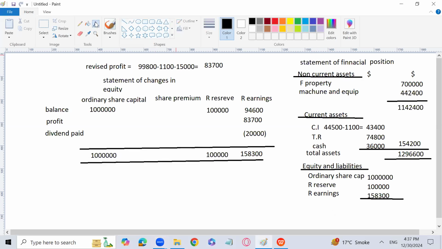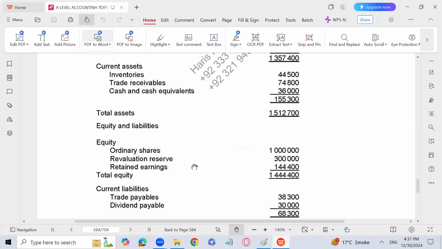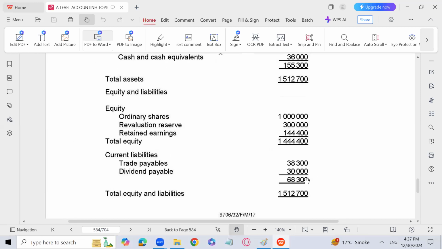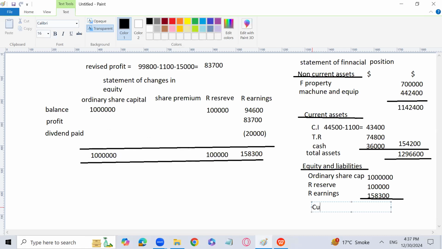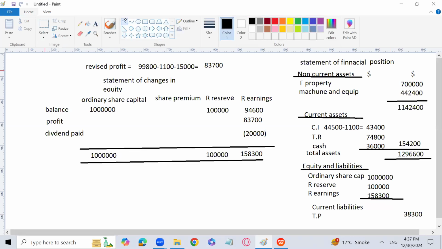Let me check. If you just see the current liabilities, trade payable 38,300 is given only. There are no debentures or any other liabilities given, only trade payable. Dividend payable will not come, because it is a non-adjusting event as discussed with you. So it won't be part of the current liabilities. That is going to be 1,258,300.